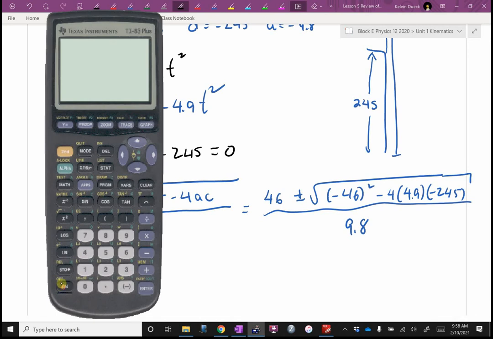I wonder if I can do this in one step. I think I can. 46 plus square root of 46 squared. I didn't bother putting the negative in because I know the negative squared is going to cancel anyways, and I'm lazy. Minus 4 times 4.9 times negative 245. Close off the square root, close off the top, divided by 9.8. Those of you with your solvers, do you get 13.18107299?